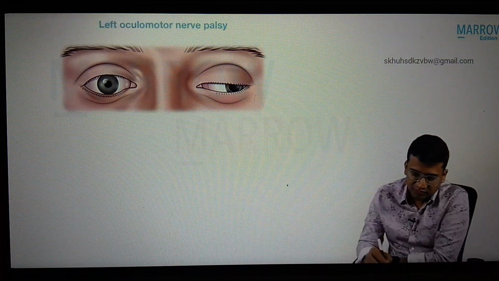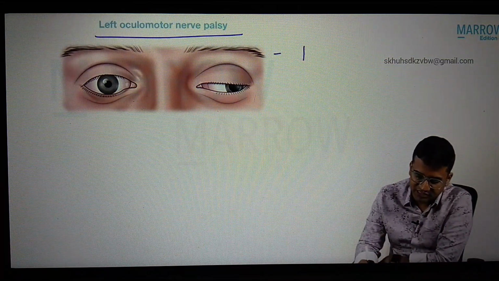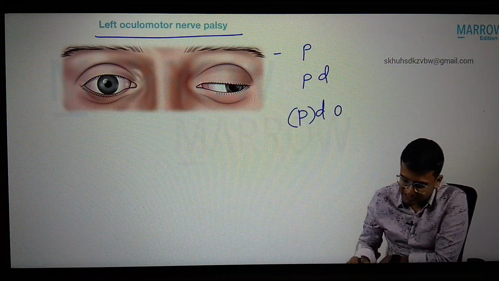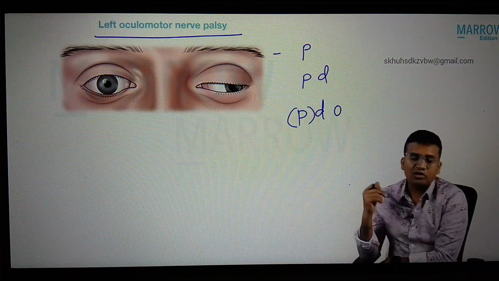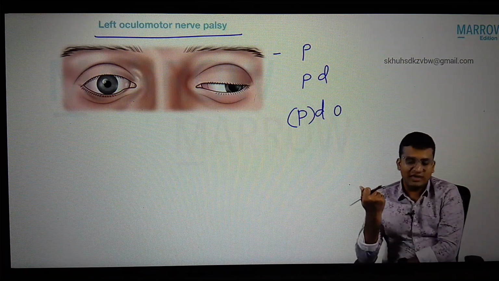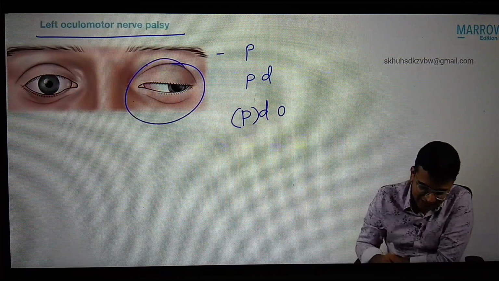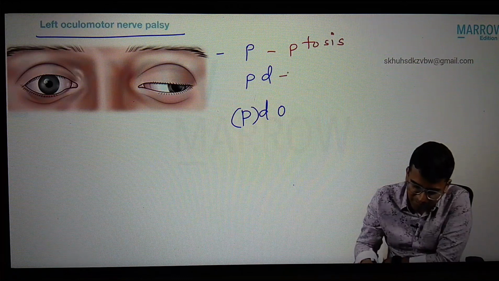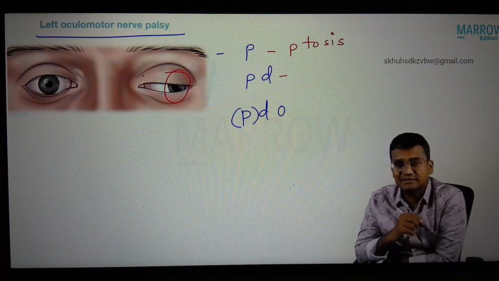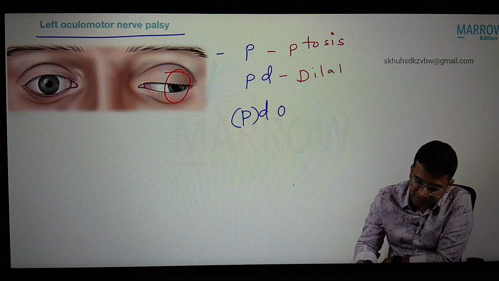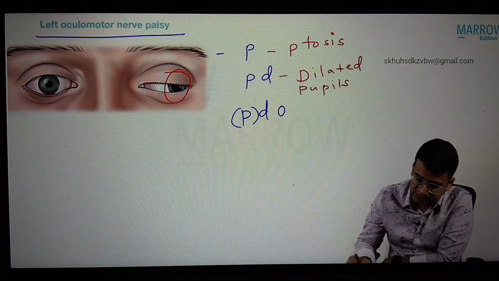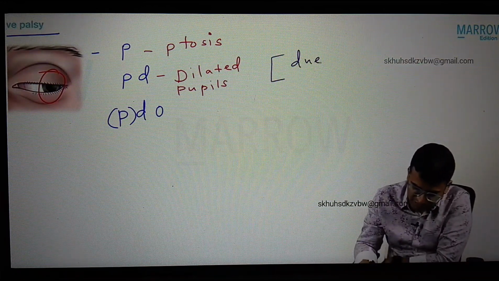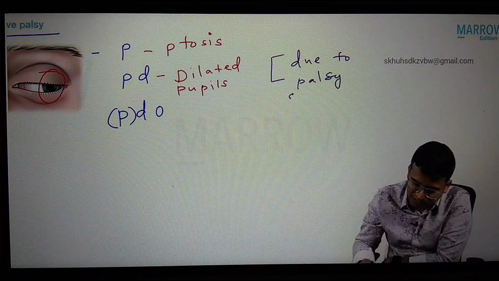Okay. So now oculomotor nerve injury, the features are P, PD, PDO. This P is silent. So the patient will have ptosis. I told you the oculomotor nerve supplies all the extraocular muscles except SO4 and LR6. So P means the patient has ptosis, the drooping of the eyelid. PD, see the pupil. Pupils are dilated. Now why a dilated pupil? Due to the palsy of the sphincter pupillae muscle.